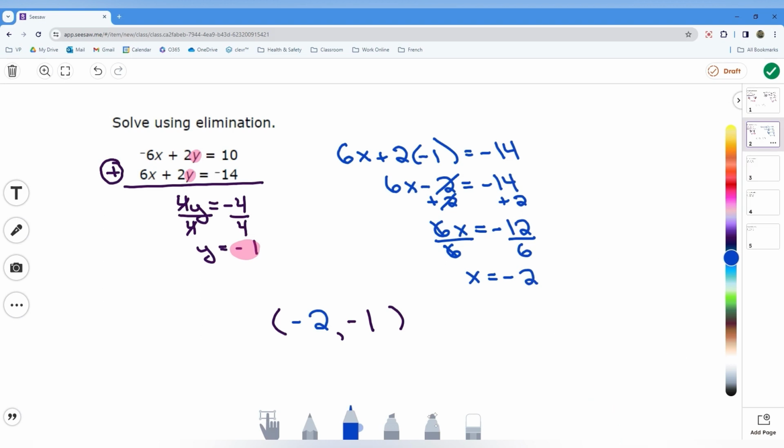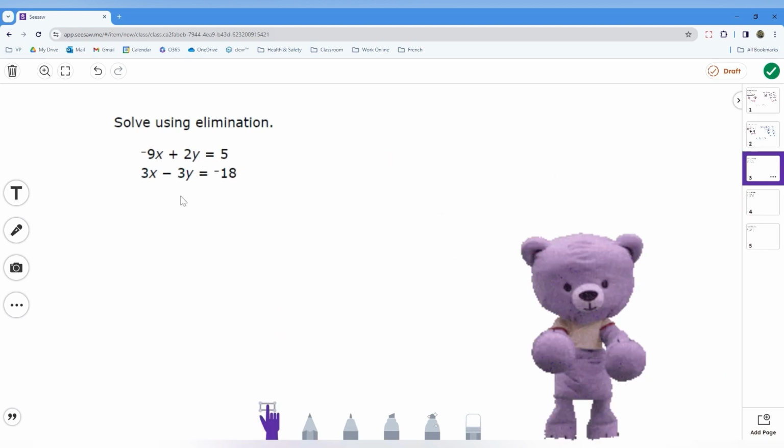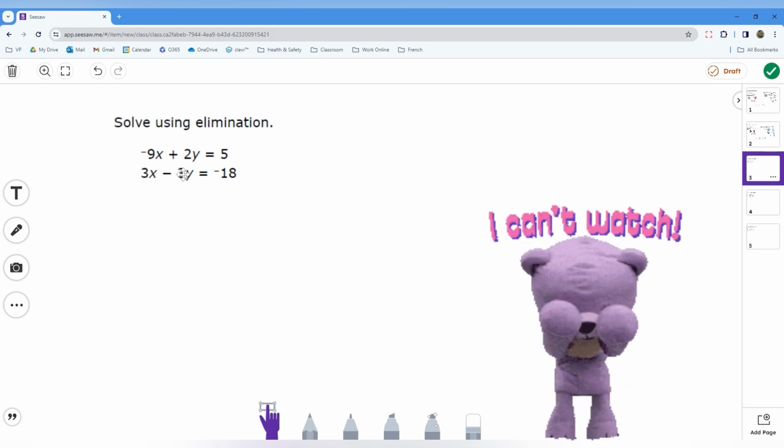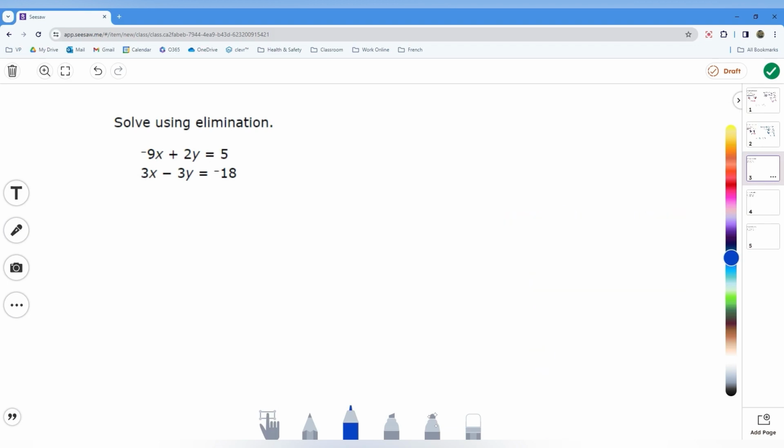So far, we have not had to find an equivalent equation because we were able just to add or subtract and make one of those variables cancel. In this example, none of these leading coefficients will cancel each other, so I'm going to have to change one of these equations. I am going to choose to change the 3x because I cannot make 2 and 3 the same number easily without changing both equations, which we'll see in a later question.